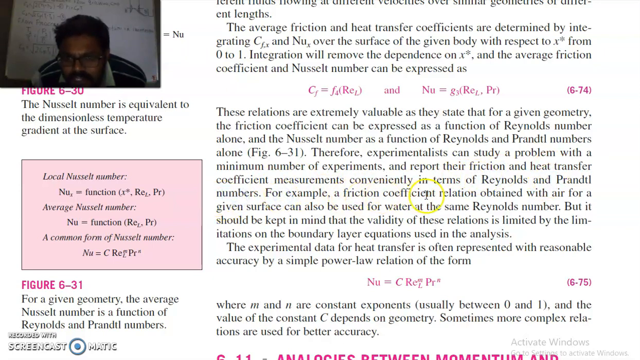For example, a friction coefficient relation obtained with air for a given surface can also be used for water at the same Reynolds number, but it should be kept in mind that the validity of these relations is limited by the limitations of the boundary layer equations used in the analysis. Also, in generalized form, you can express the Nusselt number as C times Reynolds number raised to power m times Prandtl number raised to power n, where m and n are constant exponents, usually between 0 and 1, and the value of C depends on geometry.